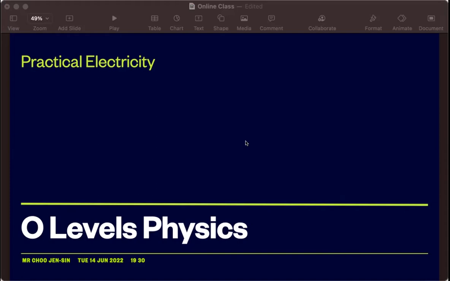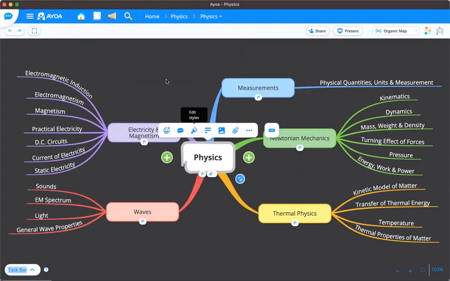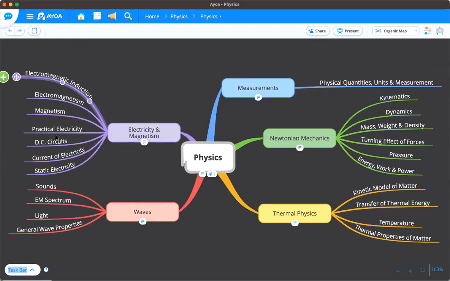I'm going to show you what I always show you at the start of all topics. As you can see, we are now at the last branch, which is electricity and magnetism. I've gone through electrical charges that are not moving. We'll talk about electrical charges that are moving and how they can form circuits that are useful for everyday life.